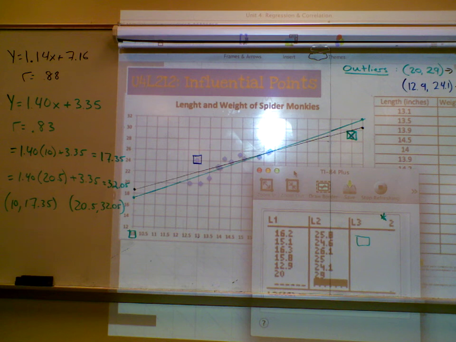Okay. The problem says I want to make sure that 12.9 comma 24.1, I want to know if that's influential, right? So what do I do with 12.9 comma 24.1? Take it out. Okay. So it might not be in the same spot in your list as it is in mine. I find 12.9. I delete 12.9. I immediately go right across to where 12.9 used to be, and hopefully I find 24.1. I now delete 24.1, and my lists hopefully are the same length.